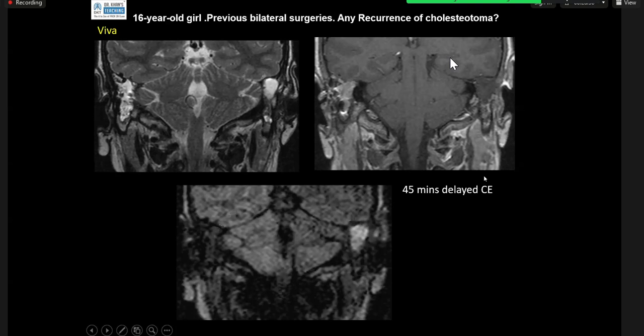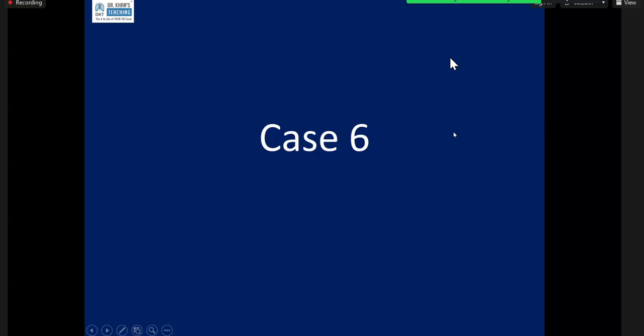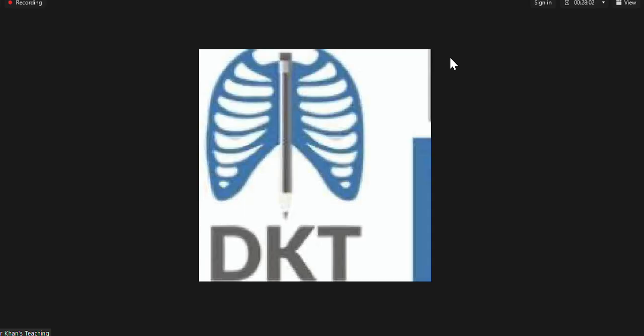And this is a bilateral case, had previous bilateral surgeries. On the right side, you can see high T2 and delayed post-contrast enhancement. So this is granulation tissue. On DWI, there is nothing. On the left side, there is no enhancement. On DWI, there is what we call restricted diffusion.